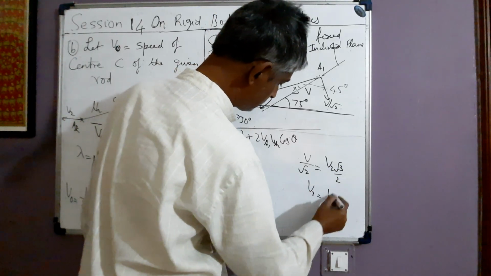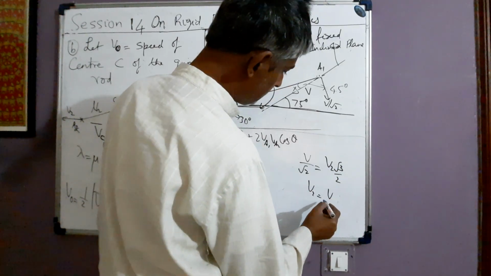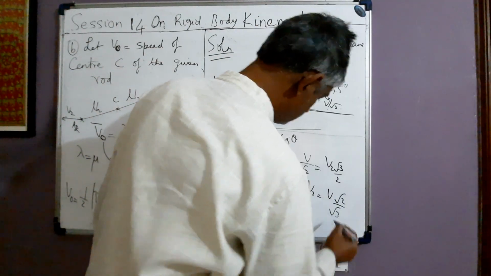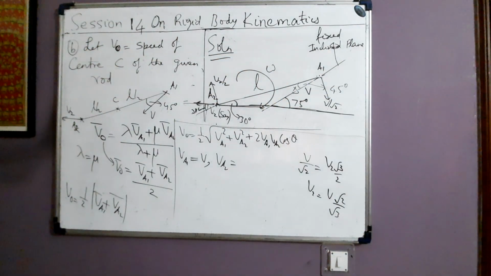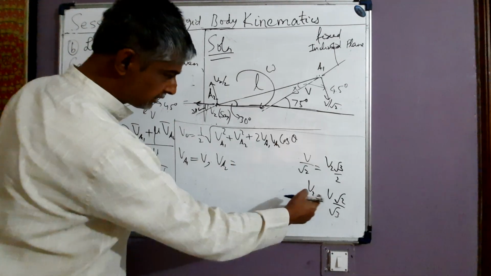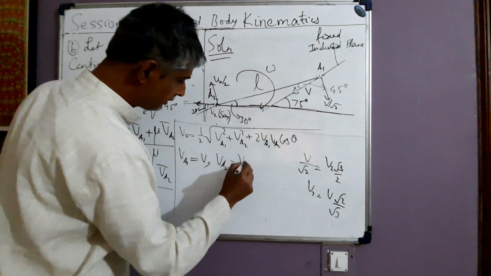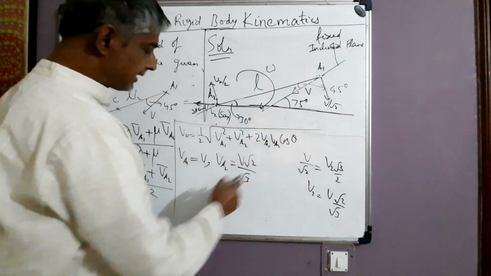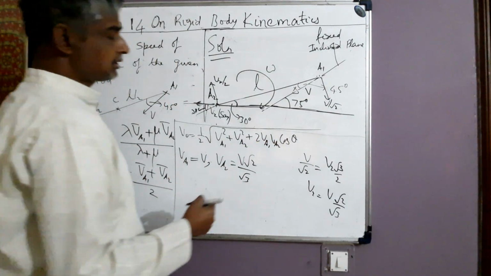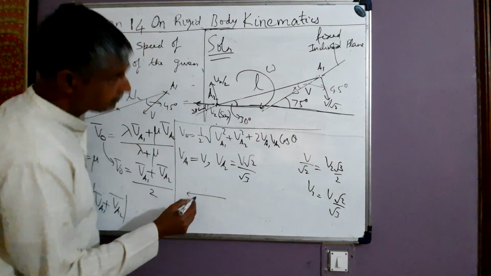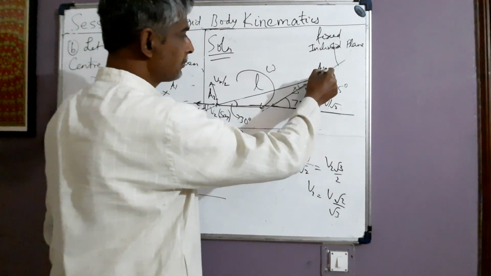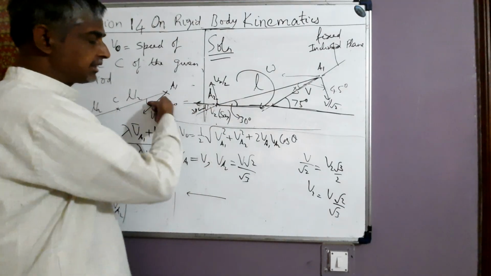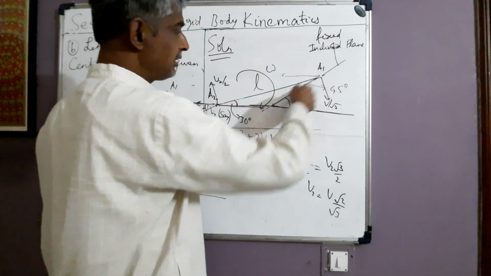So V2 becomes V root 2 by root 3. This is V2. So here VA2 becomes this V2. This becomes V root 2 by root 3. Okay, and what is theta? Theta is the angle between VA1 and VA2. Now see, VA1 is in this direction, and VA2 is in this direction, horizontally leftward direction. And V is in this way.